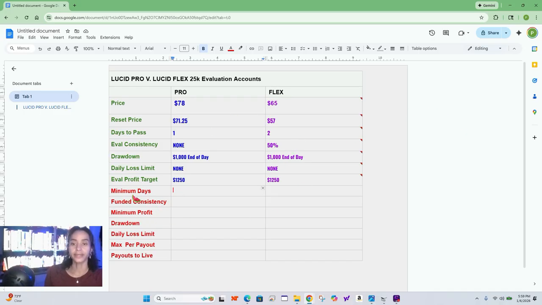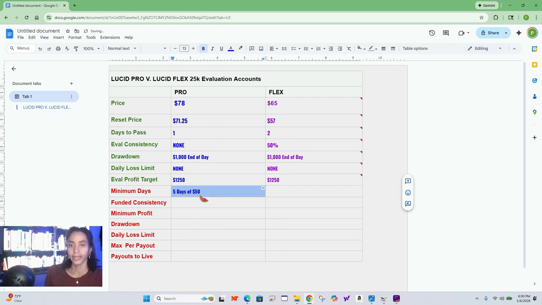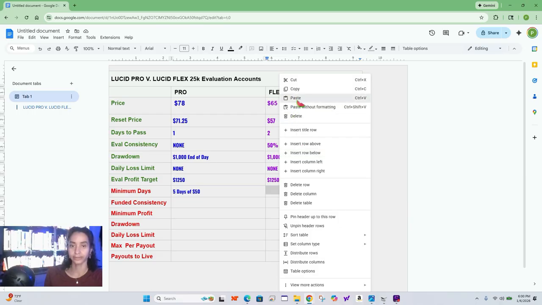Now, this would be the minimum days needed in order to request a payout. And for the Pro account, you're going to need 5 days of $50. And that is for the 25K account. Each size account has its own requirement. For the Flex account, you need 5 days of $100.